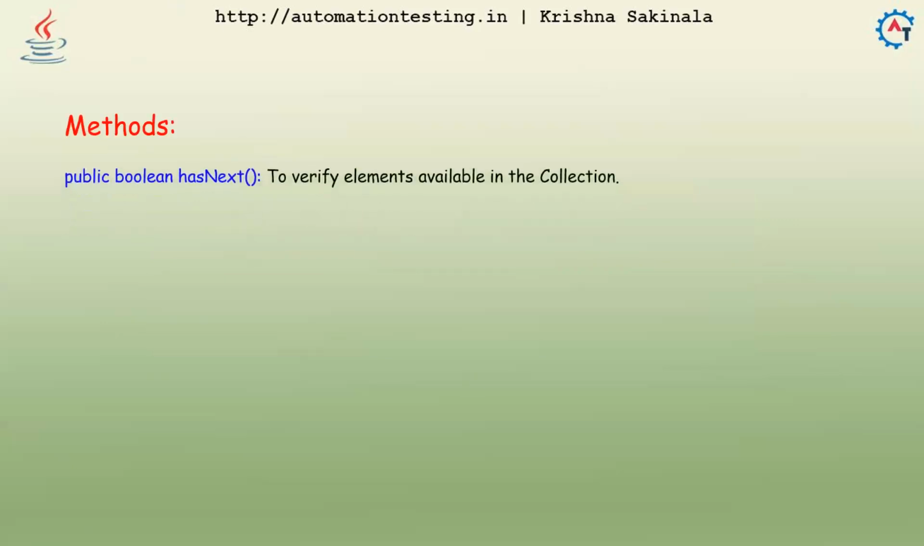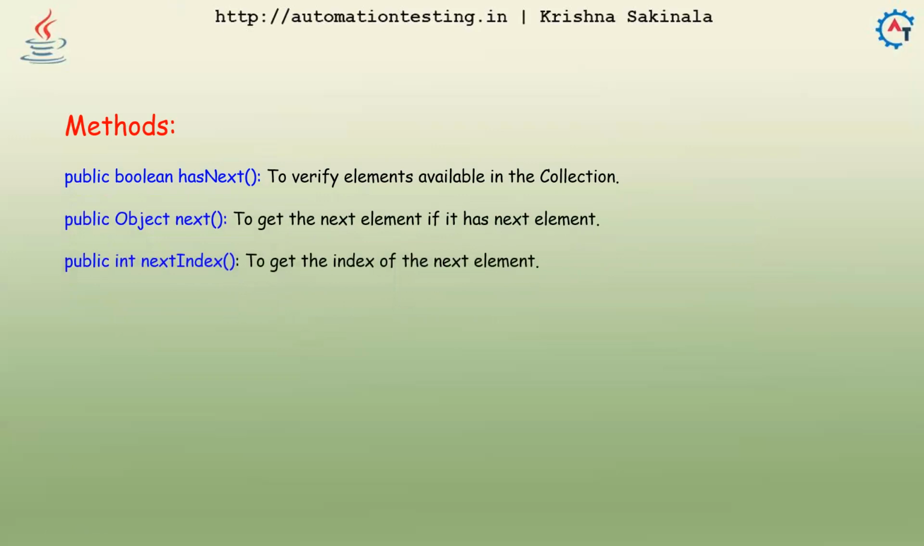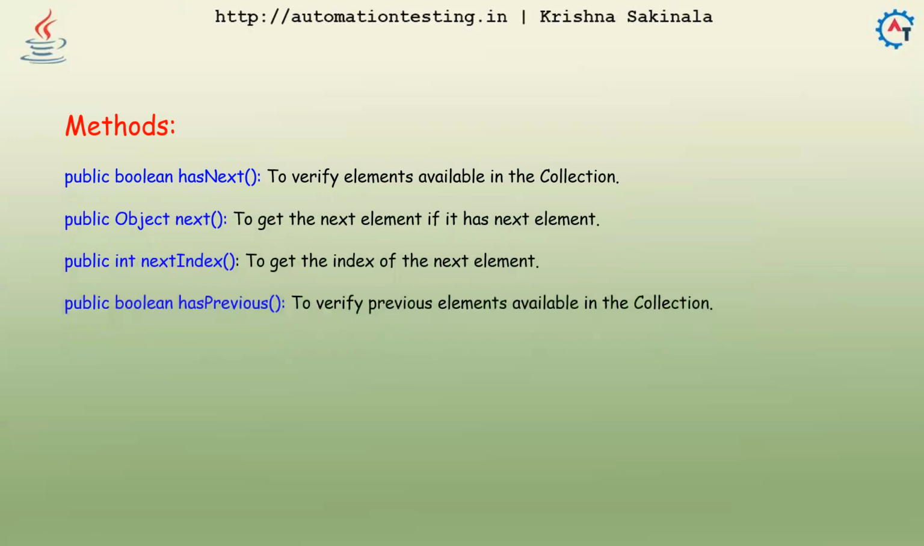So methods. hasNext, we have seen, verifies whether elements are available in the collection. The next method gets the next element. nextIndex gets the index of the next element. hasPrevious: how we have hasNext, the same way we have hasPrevious. The reason is it is bi-directional, we already discussed it, right? So we can go in the backward direction also to verify whether previous elements are available in the collection. So we can get the previous element, just as we have next to get the next element.